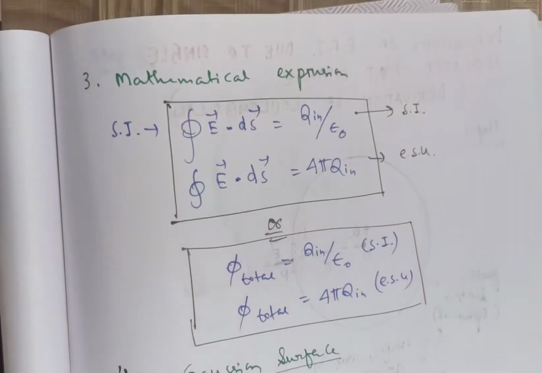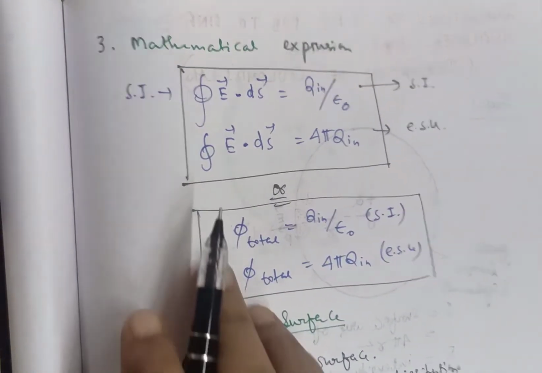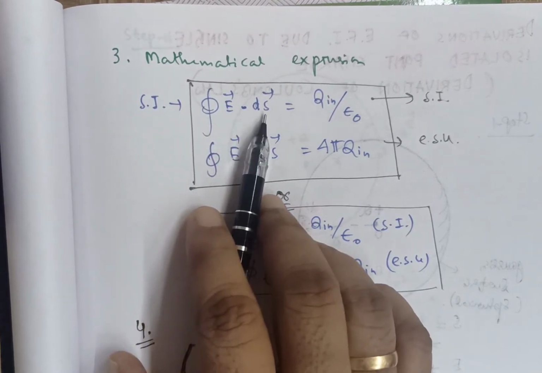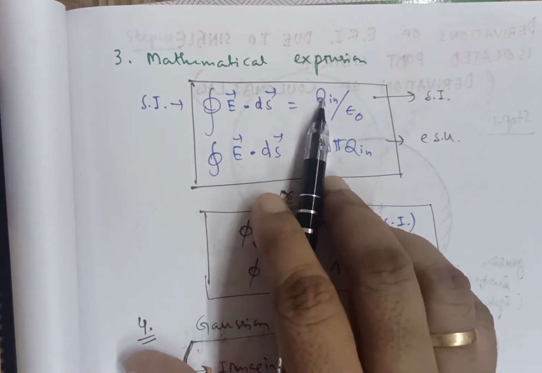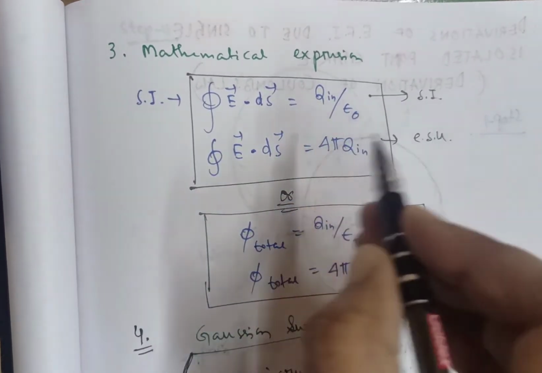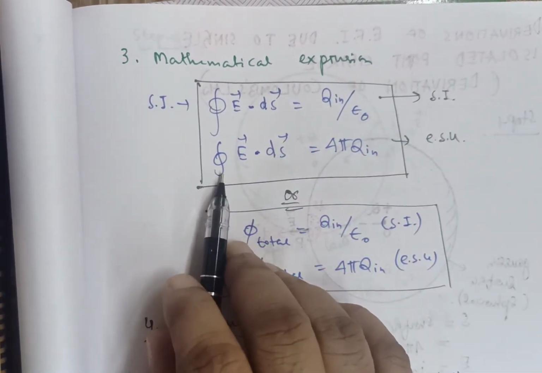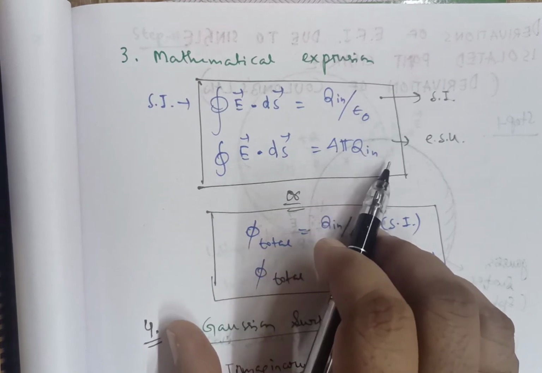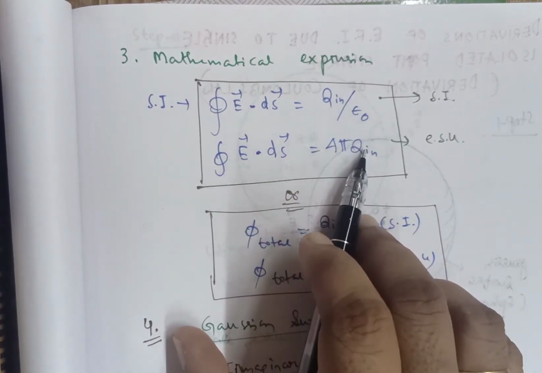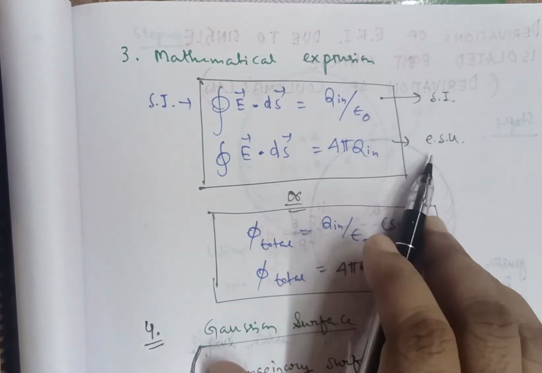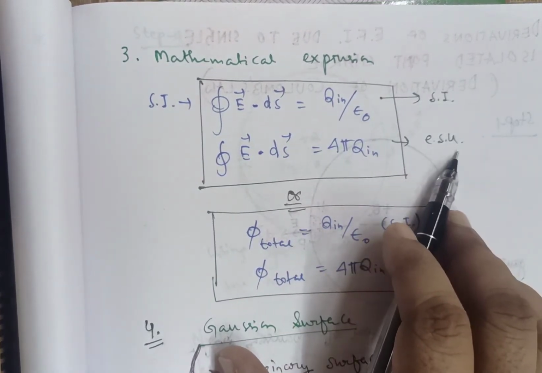So if a question comes, write the mathematical form of Gauss theorem, you will write in this way that we have discussed. Closed integration E vector dot ds vector is equal to q in by epsilon 0. There is also another way to represent E vector dot ds vector closed integration, that is 4 pi q in. You may ask, sir, why these two differences? Now this is represented in SI system, this is represented in ESU, electrostatic unit.